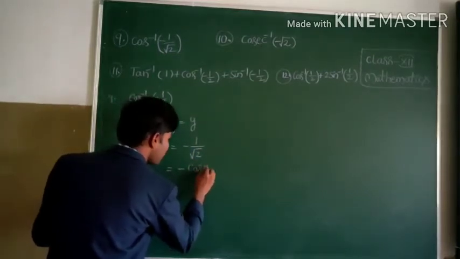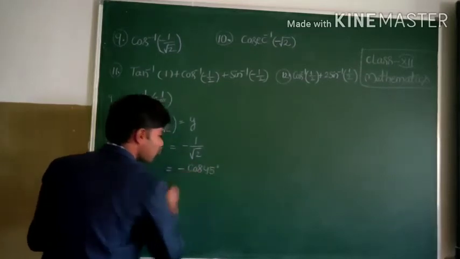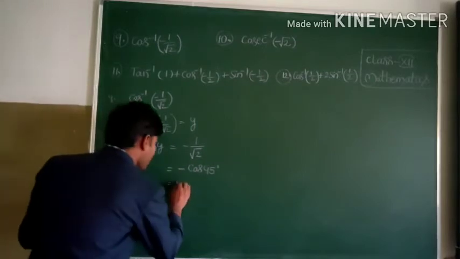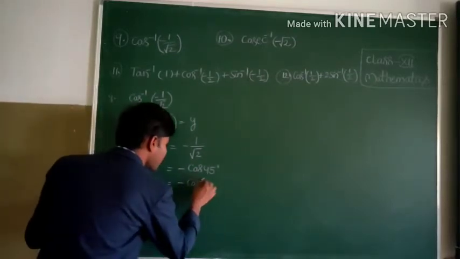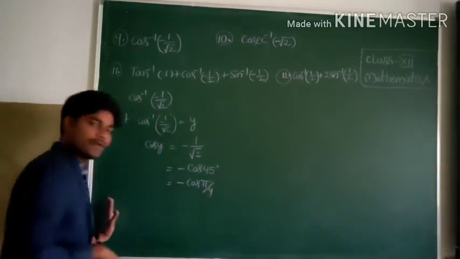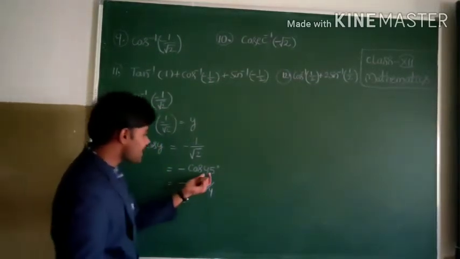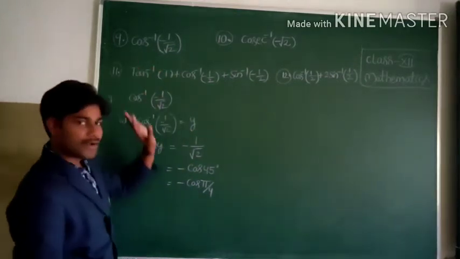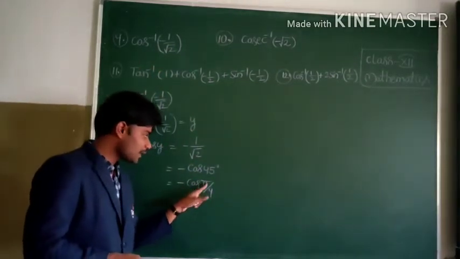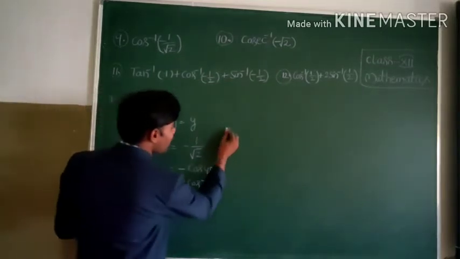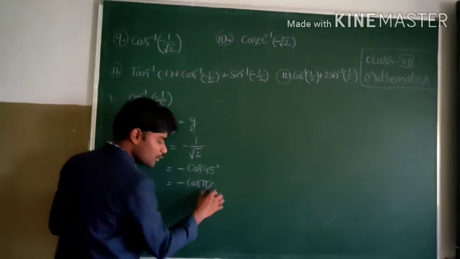Next, minus 1 by root 2 in terms of cos we can write as cos of 45 degrees. Cos 45 degrees. So this one again we can write as minus cos of 45 degrees, which is pi by 4. Here the measure is in degrees, but the range of this cos function is in radians. So that's why you need to convert this 45 degrees into radians.